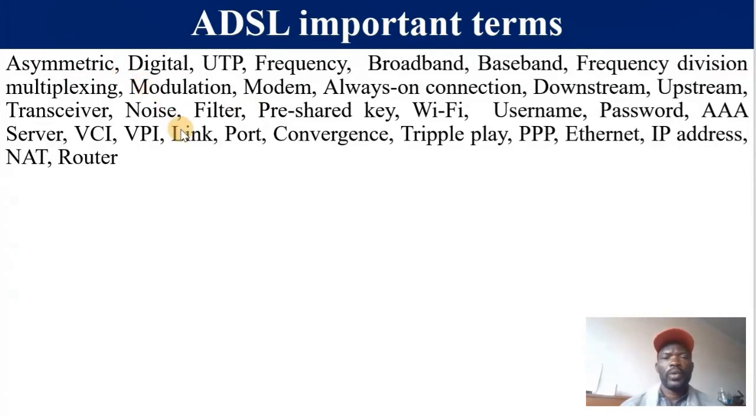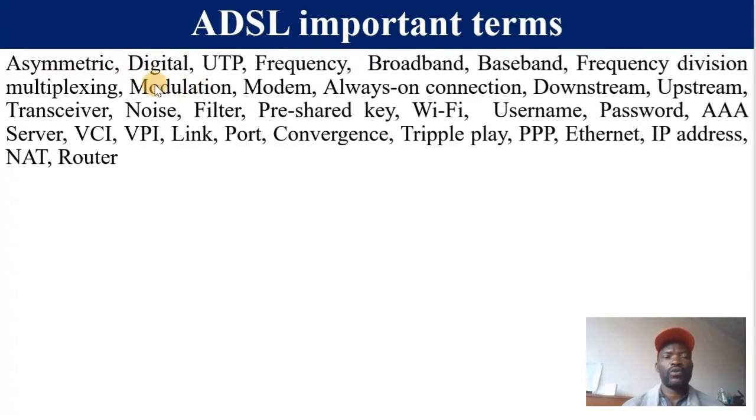For you to be able to understand ADSL technology, there are some important terms which you must understand their meanings, and I'll run through them. So let me run through the important terms. Asymmetric digital subscriber line. This means that the download and upload speed are not the same.